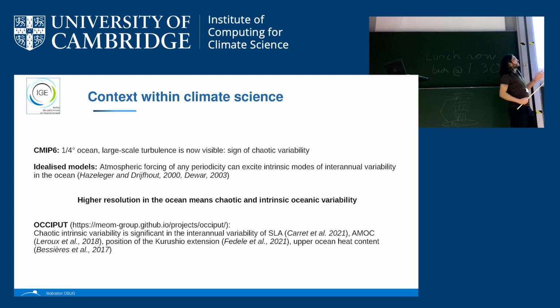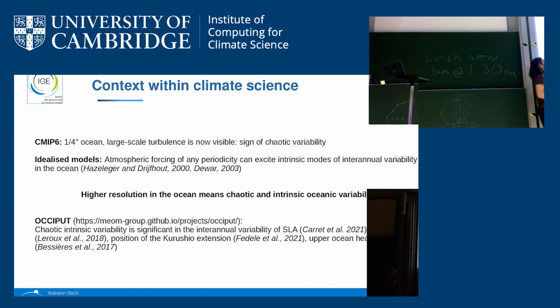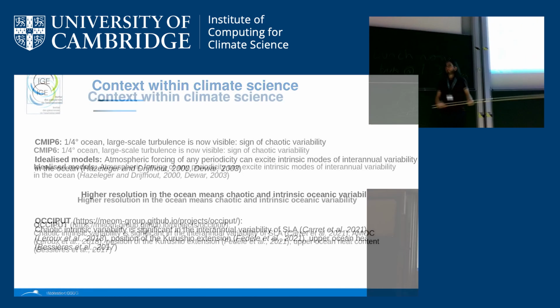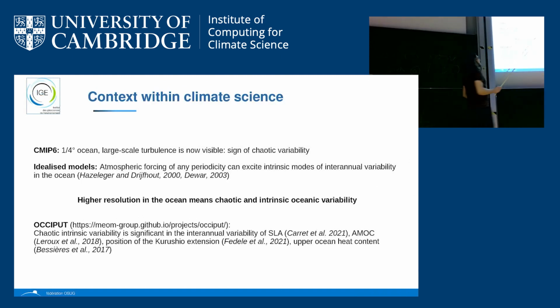So for me, there's a few ways to look at this, or rather a few points to make. If you're familiar with CMIP, you'll know that in the latest round of recommendations, the ocean resolution can be as high as a quarter degree, and perhaps in future iterations even higher resolution. That means we can see large-scale turbulence in the ocean. That's a sign that there is chaotic variability present. That's mesoscale eddies. So it's good to look at the variability that this can introduce for climate as well.